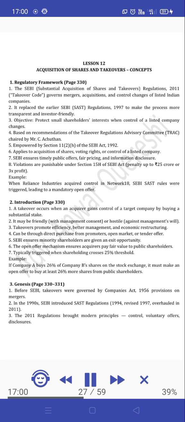6. The open offer mechanism ensures acquirers pay fair value to public shareholders. 7. Typically triggered when shareholding crosses 25% threshold. Example. If Company A buys 26% of Company B's shares on the stock exchange, it must make an open offer to buy at least 26% more shares from public shareholders.